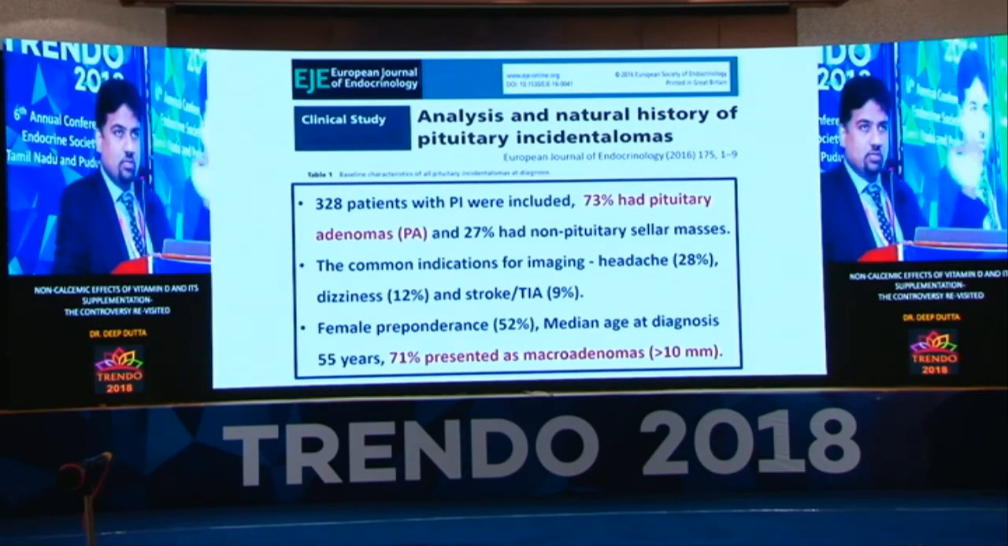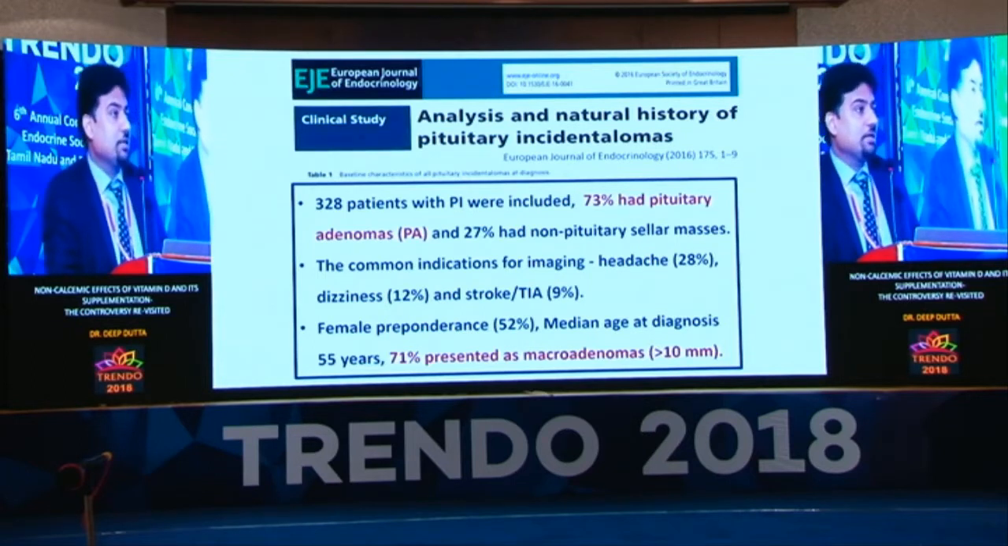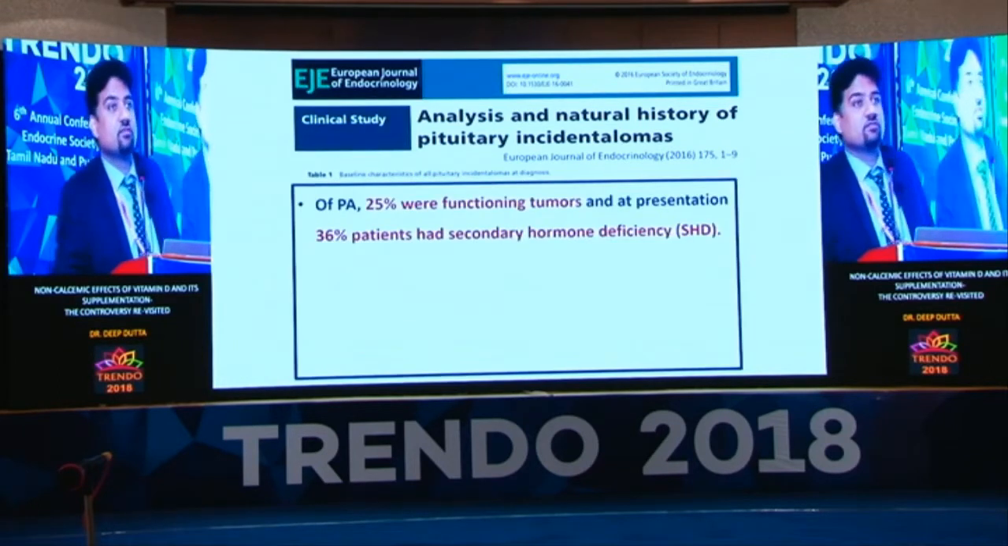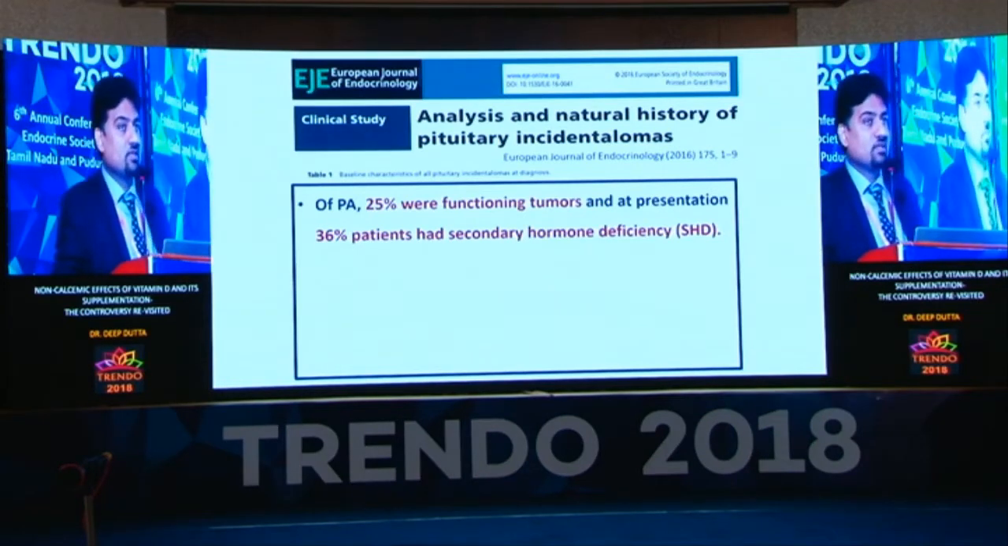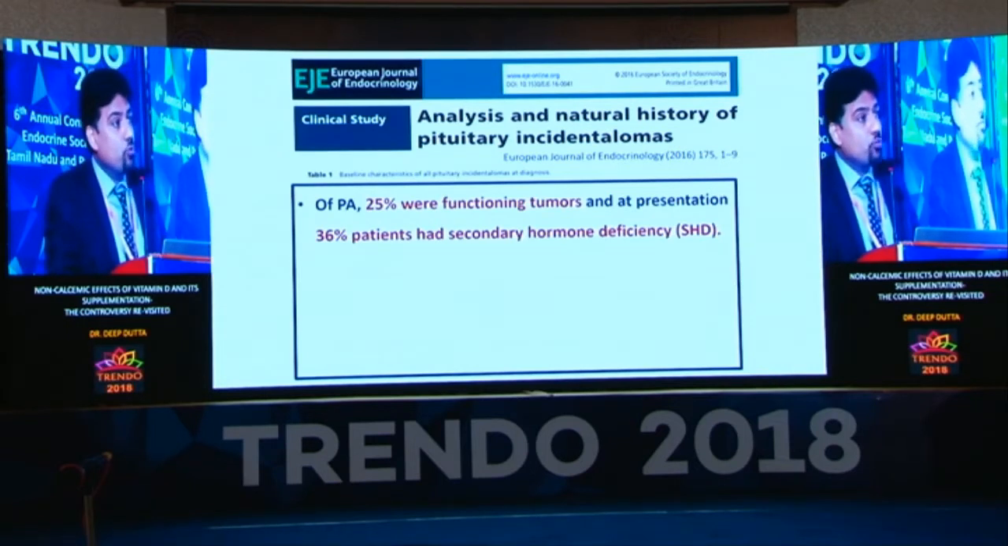So this is not the 10% I was talking about. Most of these patients who are actually referred to our clinic have pituitary adenomas. Most of them are macroadenomas. What's more, when we look at the pituitary function of these patients, about 25% of them actually have functioning tumors. It's very strange that clinically we diagnose these functioning tumors after an MRI. And about a third of them have hypopituitarism.